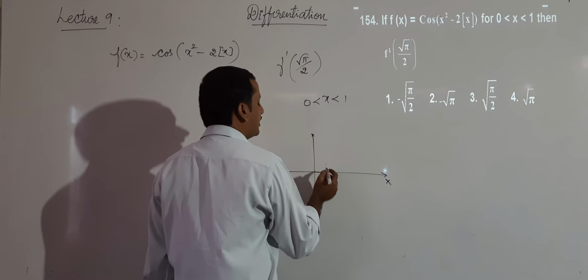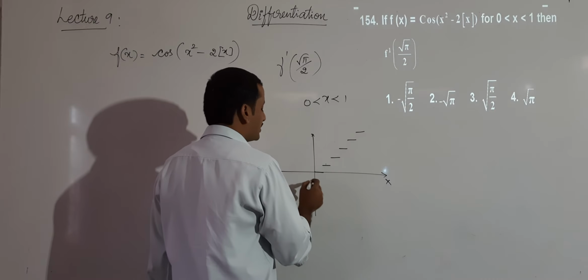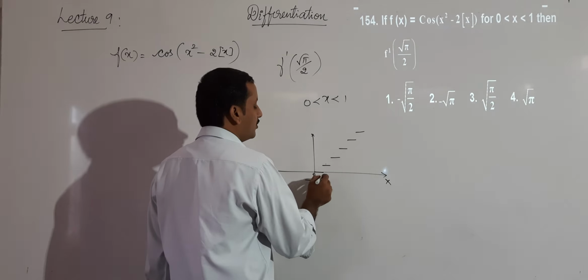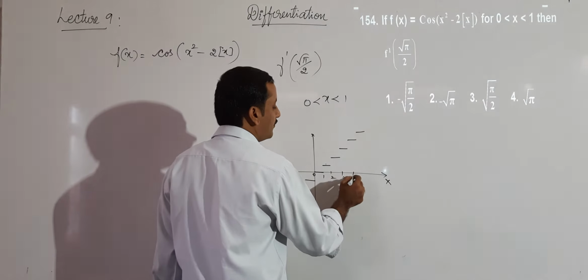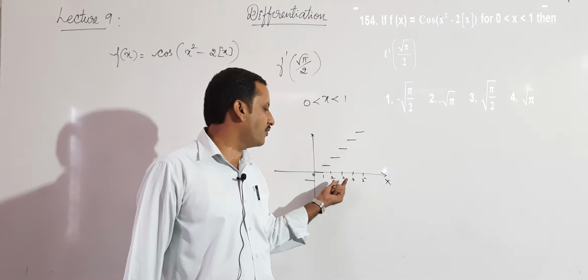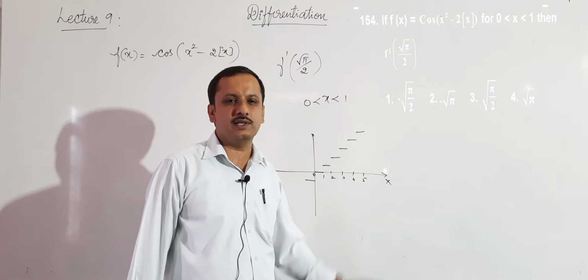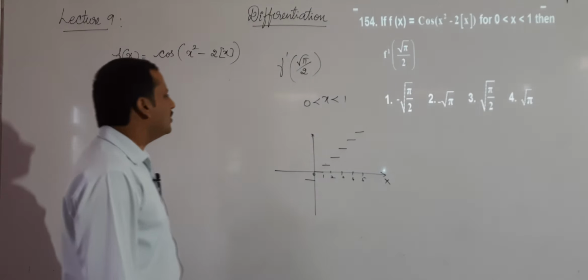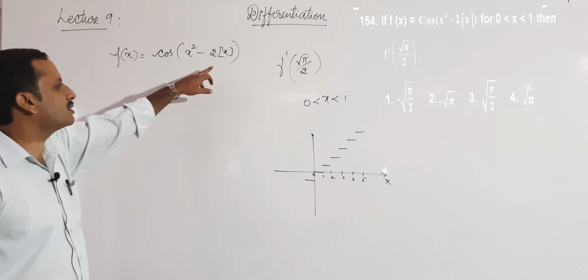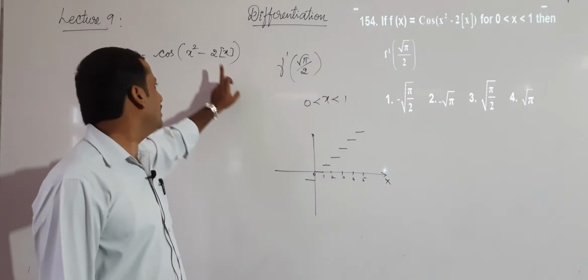Okay, let's have a look at the graph of step x. This is the graph of step x, right? From 0, 1, 2, 3, 4, 5, etc. From 0 to 1, step x is 0. From 1 to 2, it is 1. From 2 to 3, it is 2. From 3 to 4, it is 3, etc. In that way. So when x is between 0 and 1, step x will be equal to 0.